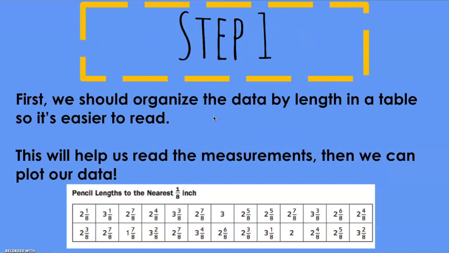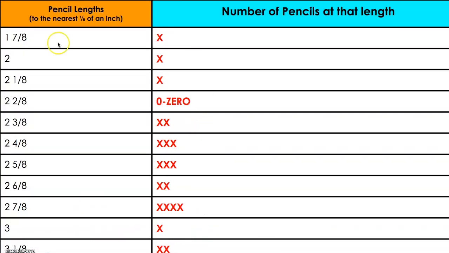Step 1. First, we should organize the data by length in a table so it's easier for us to read. It'll help us read the measurements, and then we can go ahead and plot our data. So I just made a simple table here. You can always draw one of these in your notebook, or if you like to do it on a computer, you can do a table, insert a table.